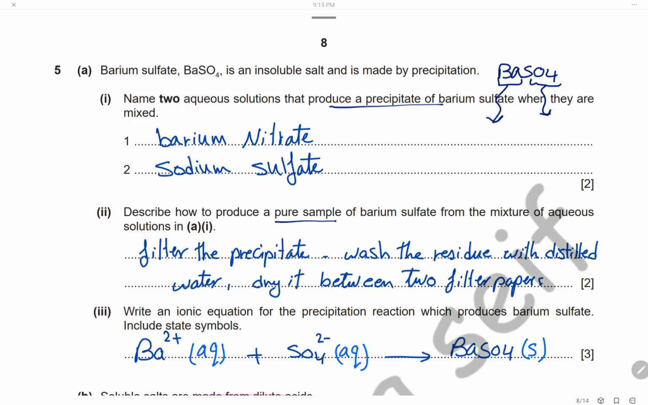Describe how to produce a pure sample of barium sulfate from the mixture after mixing the 2 solutions. After mixing, we have to filter the precipitate, then wash the residue with distilled water to remove any soluble impurities, of course, then dry between 2 filter papers.